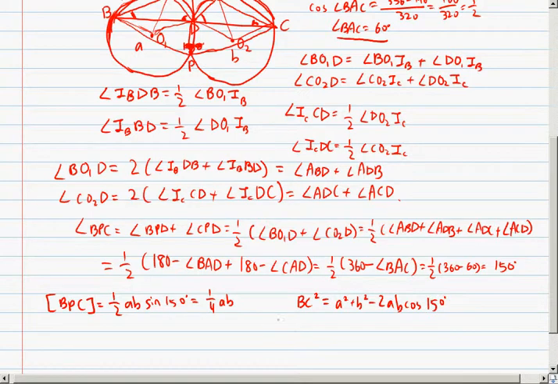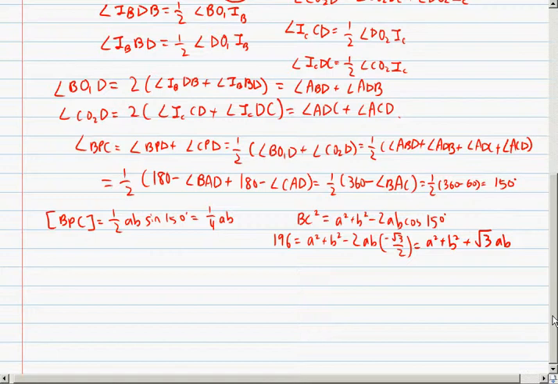That means 14 squared, or 196, is equal to A squared plus B squared minus 2AB times negative √3/2, or A squared plus B squared plus √3 times AB. So we want to maximize the quantity 1/4 AB under the constraint that A squared plus B squared plus √3 times AB equals 196.